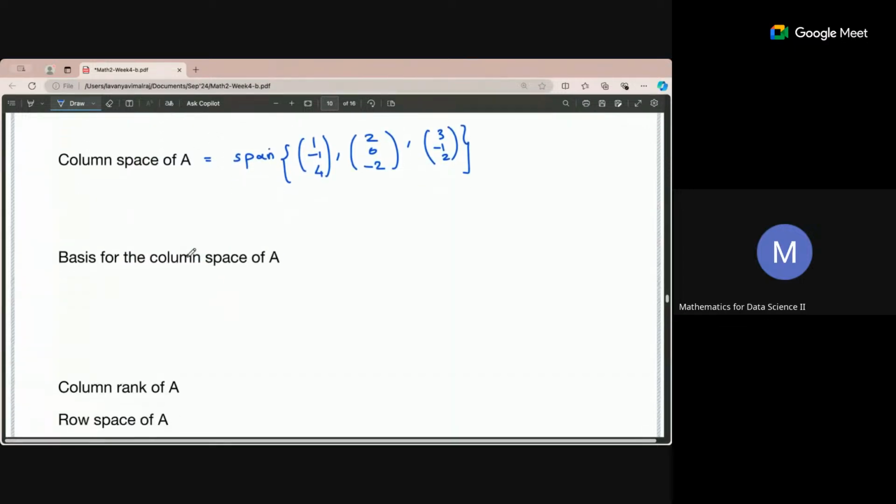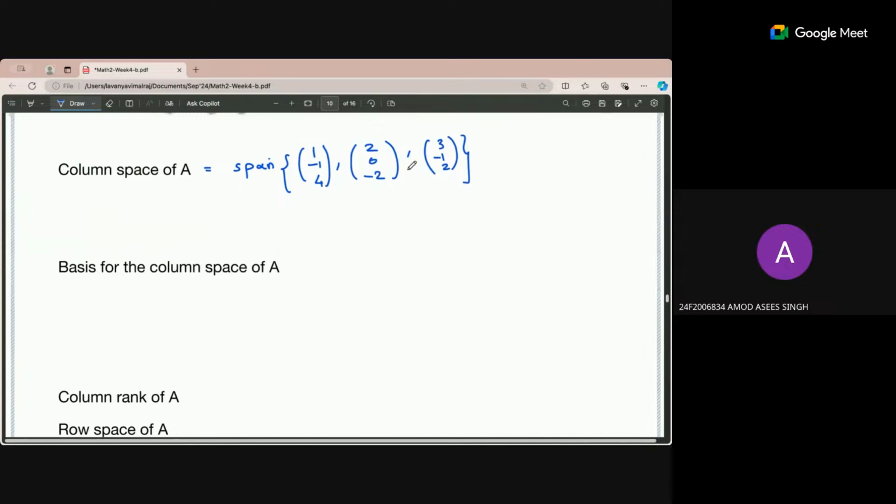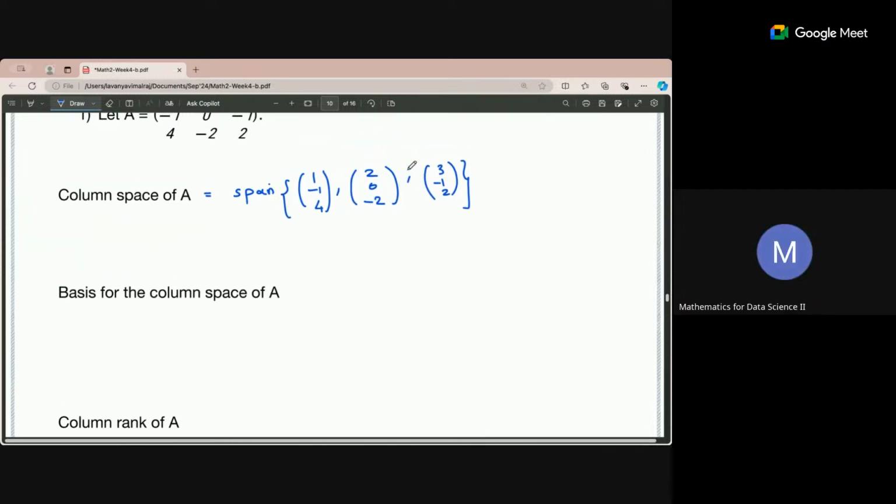And what about the basis for the column space of A? So how do you find a basis here? By echelon form. So we have to reduce to the echelon form, right? Have we done this problem already? No, ma'am. So how are we going to find the basis for these vectors? We are going to find the REF form, and then write the columns corresponding to the pivot elements.